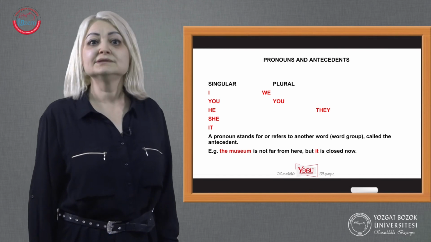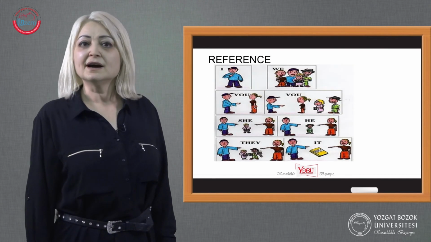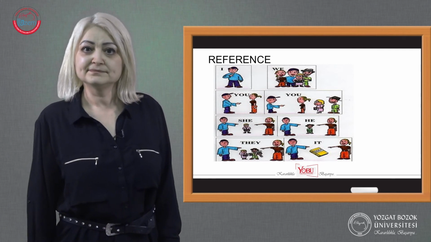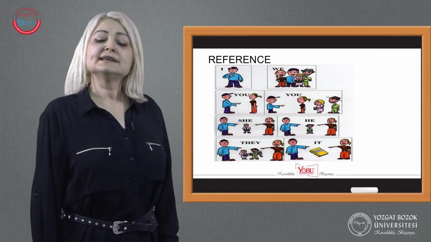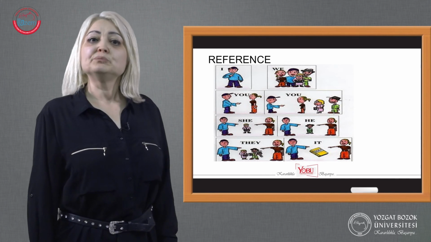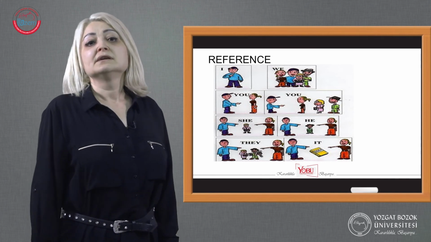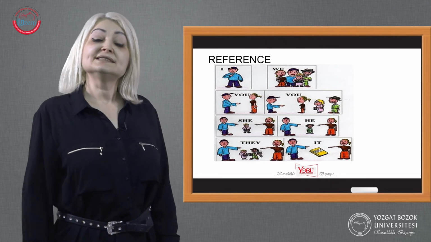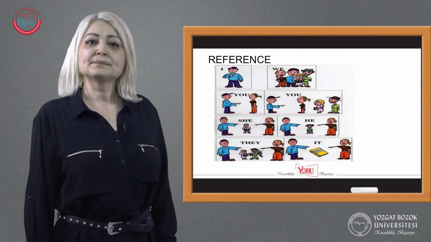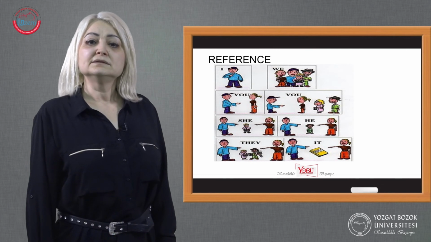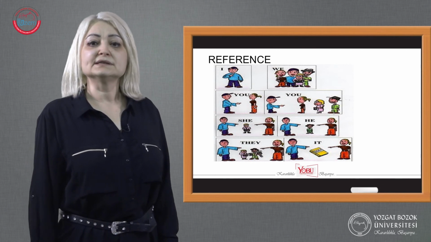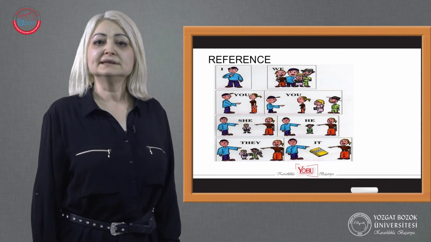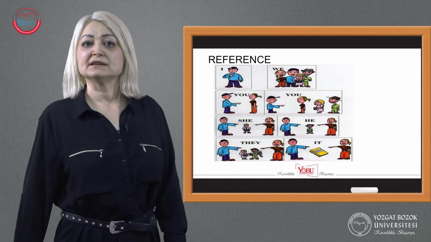Now we can move on to reference. I wonder if you know what reference is. Reference is the connection between the pronoun, right, and its antecedent. For example, we had an example with Mary, if you remember it. Mary, and then the reference she.